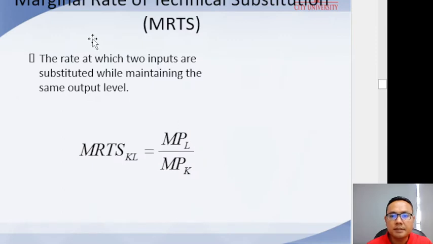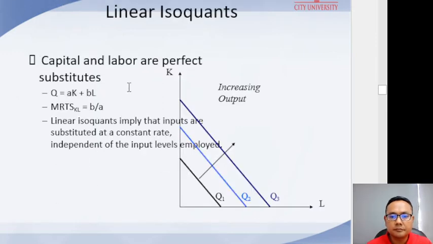Yes, this is the marginal rate of technical substitution: the rate at which two inputs are substituted while maintaining the same output level. MRTS KL equals MPL divided by MPK. Here you can see the Leontief isoquant, and then the linear isoquant.